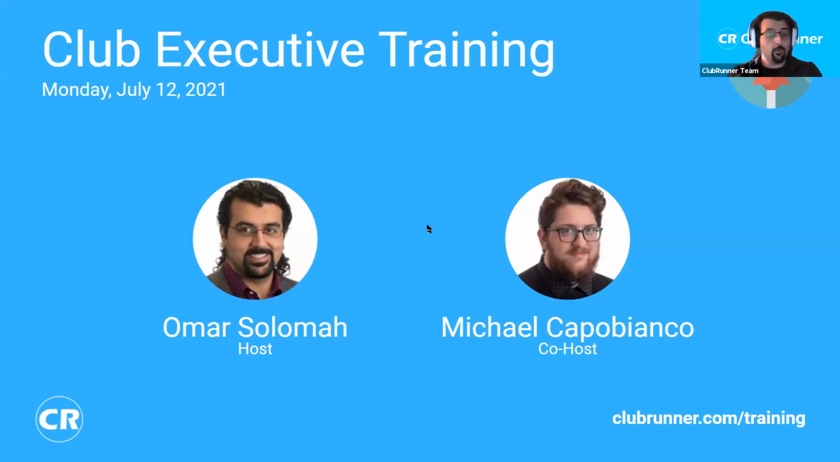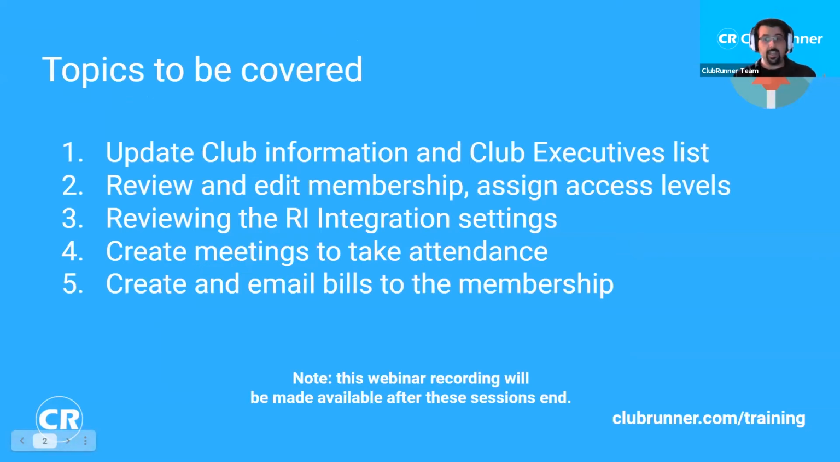So let me go over our topics here. Some of the actions we'll be taking as a club executive for the account will be updating our club information and club executives list, otherwise known as the organization chart. We'll also be reviewing all of the member profiles in our club account, as well as reviewing their access levels to make sure that any site administrators or club executives have their appropriate access and can make those changes on your club database. We'll also be taking a look at the RI integration settings.